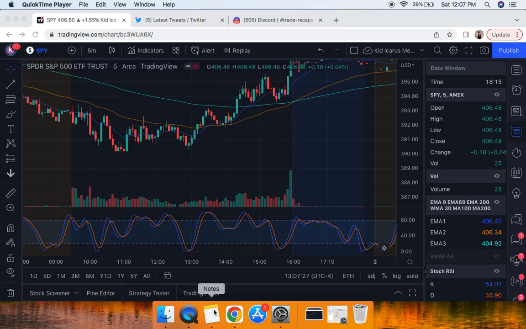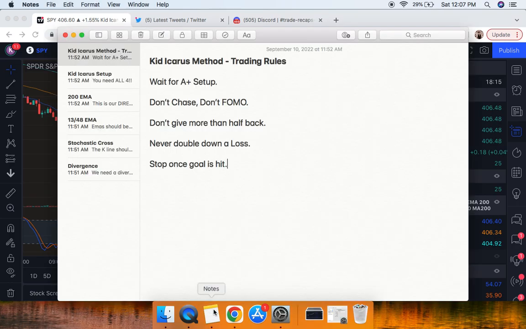I'm showing my new updated method. I added a couple of pieces of conviction to my normal plays. So first up, just quick trading rules.